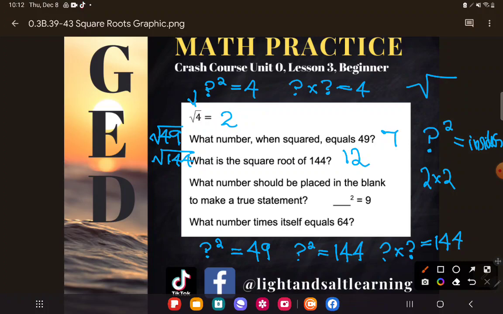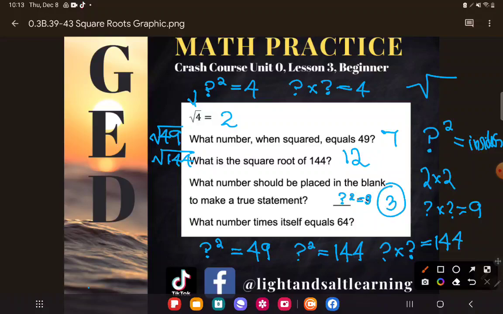Next one, and this one's a little simpler, but it's based on something that very frequently comes up on the GED non-calculator section, which is harder than you'd think it would be. But anyway, we're building up to that particular level of skill. So what number should be placed in the blank to make a true statement? Well, look at my blank again. I'm saying what number squared would give me 9. Well, it's whatever number times itself. Whatever number times itself equals 9. And what number times itself equals 9? That'd be 3. So what number would I need to put in the blank? I'd need to put in 3.